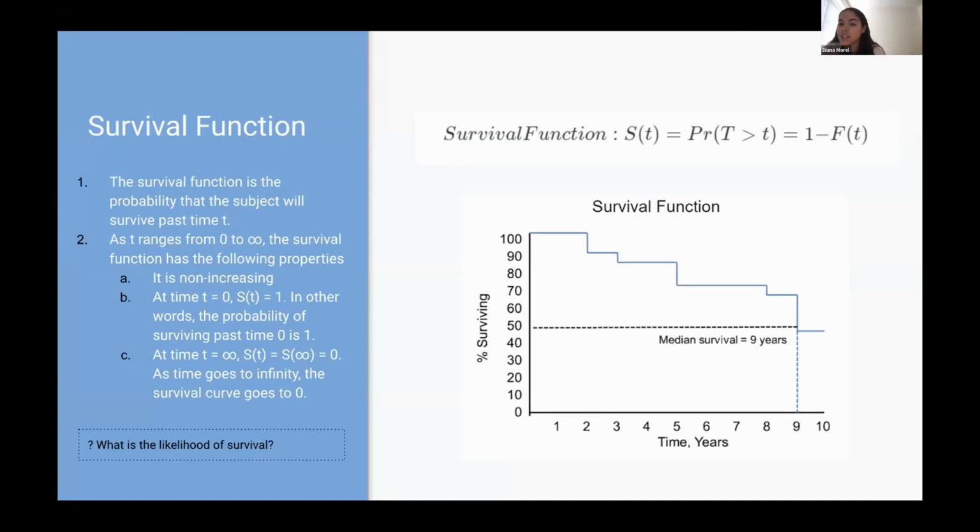And so something like this will answer, of course, what is the likelihood of survival. But as you can see on the graph here, you can also answer the question like, what is the median time of survival for a certain population?